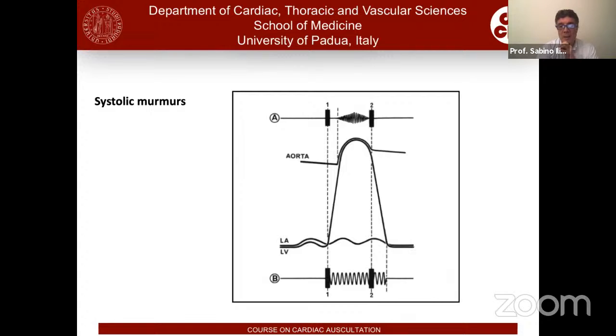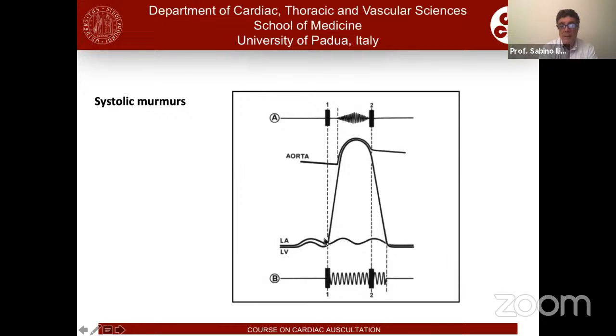So this is a classical phonocardiogram that highlights the concept of regurgitation and the concept of timing of murmur in order to be distinguished between aortic stenosis and mitral regurgitation. So let's spend together a few seconds to understand the pathophysiology basis of auscultation finding. So A is aortic stenosis, B is mitral regurgitation.